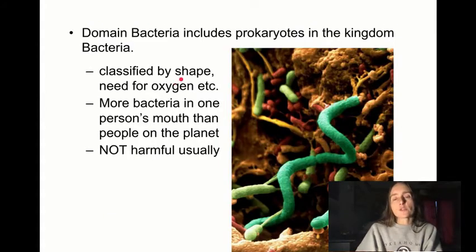Domain Bacteria includes prokaryotes in the kingdom Bacteria. They're classified by shape or if they need oxygen. So like Streptococcus, that is a bacteria that's like strep. It's like you get strep throat. Or also you can get Staphylococcus aureus. So aureus is referring to kind of the shape of the bacteria. They're both similar shaped.